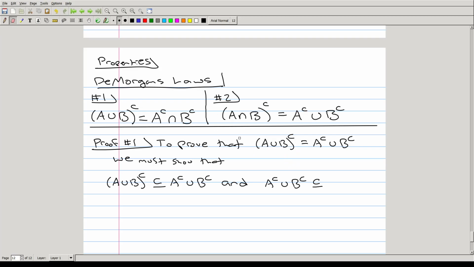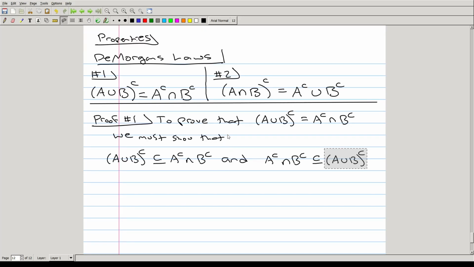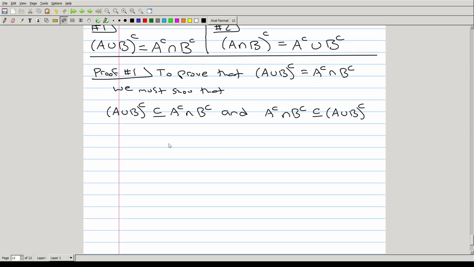Oh, and I just realized here I wrote this down wrong. This should have an intersection in it. I'm so sorry about that. Because we define set equality in a very specific way. We say two sets are equal if each set is a subset of the other set. So in this proof, I'm only going to go through and prove part 1 here. And I'll leave part 2 to you, because it's very similar to part 1. So I'm going to go through and do part 1 now.